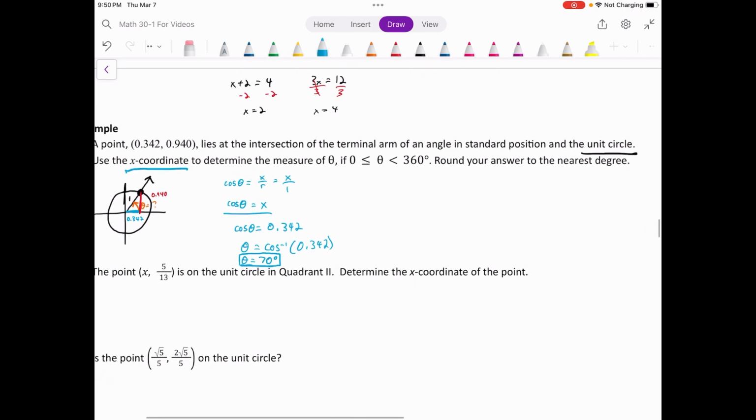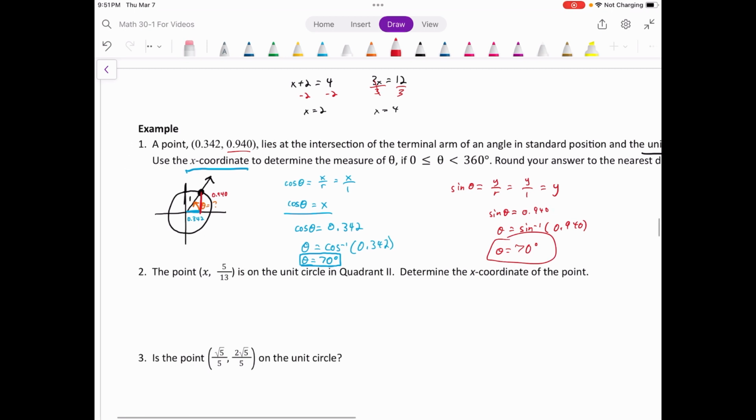We could have also used sine, by the way. I know it told us to use the x coordinate, but we could have just as easily said sine theta is y over r. If we're on the unit circle, then r is just 1. So sine theta is just y. Therefore, sine theta is 0.940. So what's theta? It would be the inverse sine of 0.940, which gives you also 70 degrees. Okay, test it out for yourself, right?